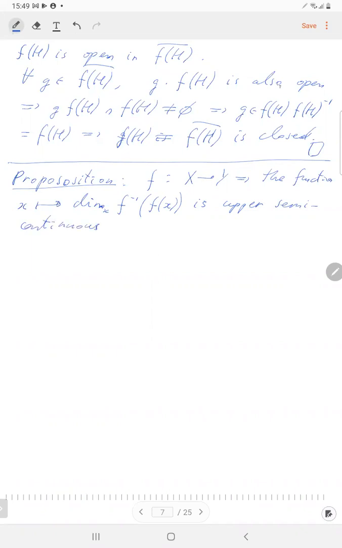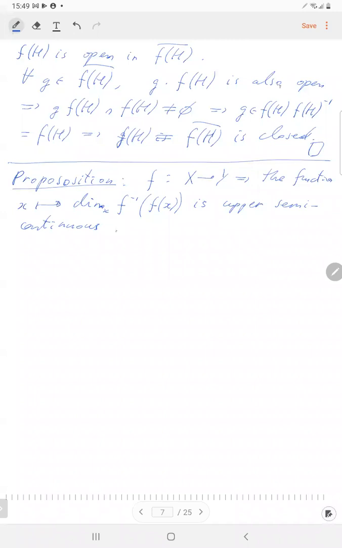So it can only jump under specialization. Yeah, if the point X is generic, then I have a certain dimension of fibers, but if X specializes, then this dimension of the fiber can jump, but cannot drop.